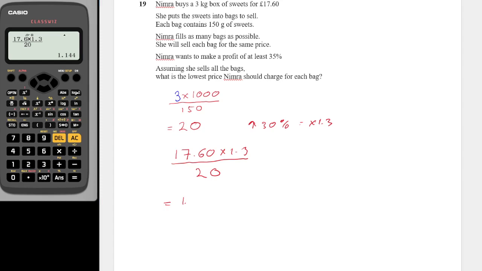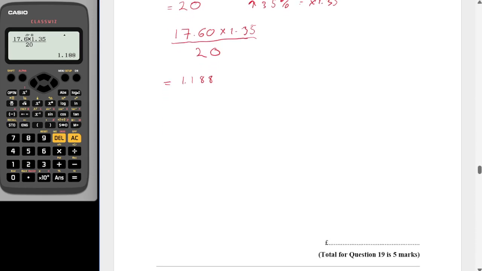That doesn't sound right. She wanted to make 35% profit, and I put it as 30% profit. So that's my mistake. So let's readjust my answer. There we go. So that should be 1.188. So if she actually sold it for 1.18, she wouldn't quite make 35% profit. So she's going to have to sell it for £1.19.